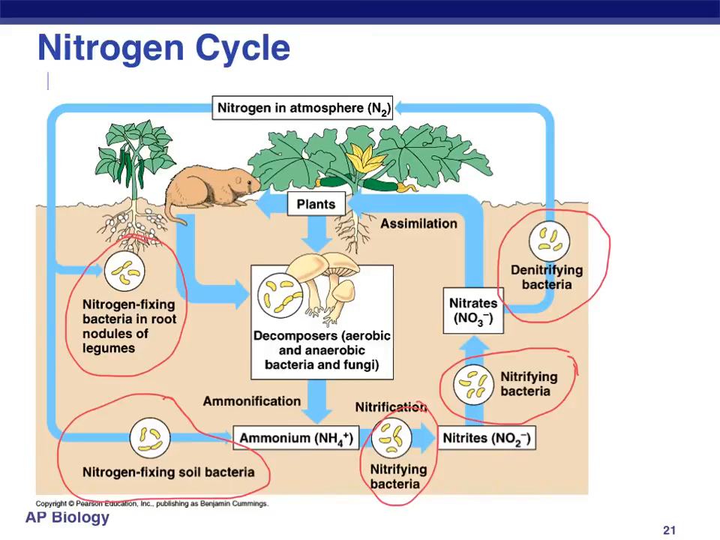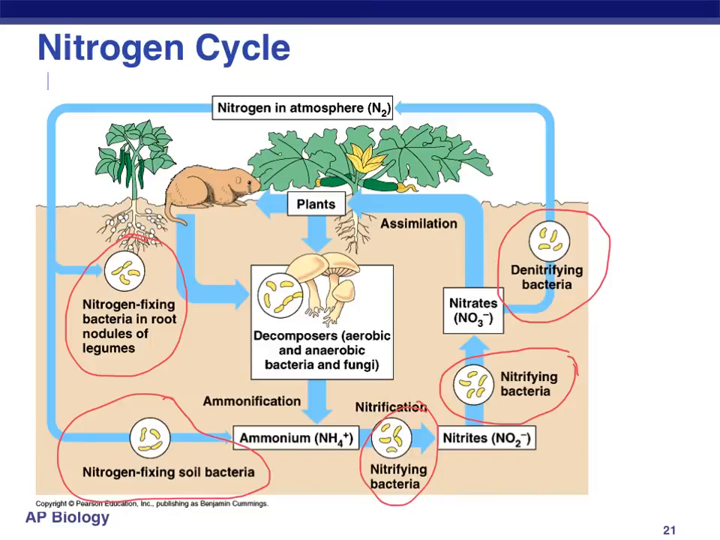Then we can cycle this usable nitrogen once the plants have it and then animals eat those plants. They will now attain the nitrogen needed. But when the plants and the animals both die, the bacteria and fungi that make up our decomposers are going to break their bodies down and return the nitrogen to the soil, again, still in a usable form of ammonia.